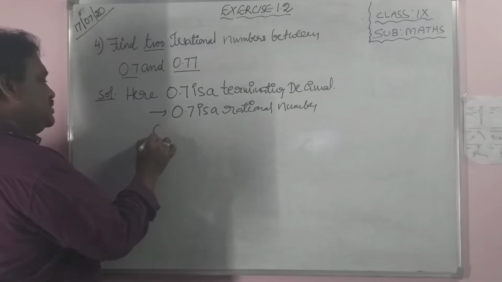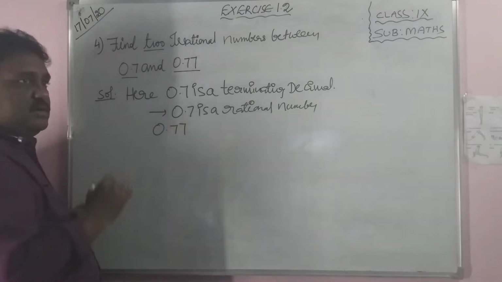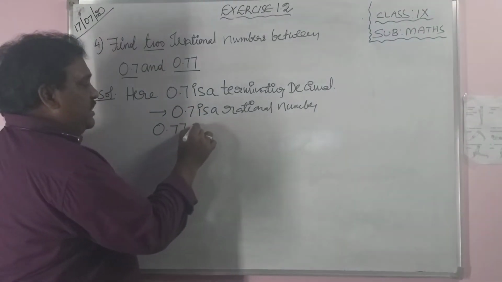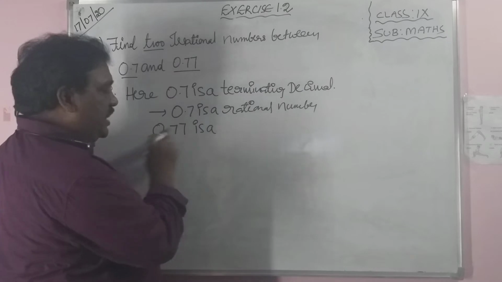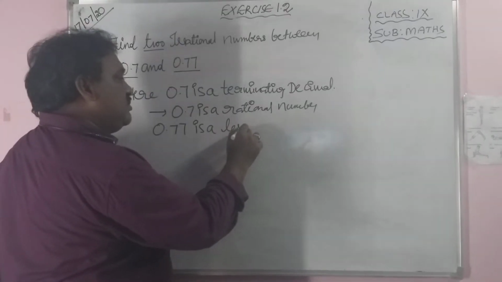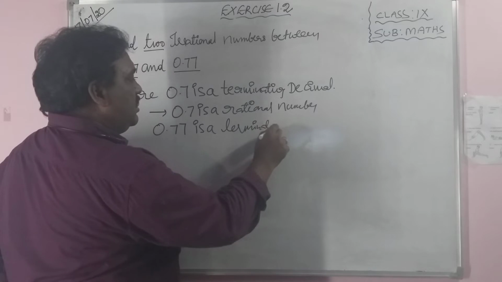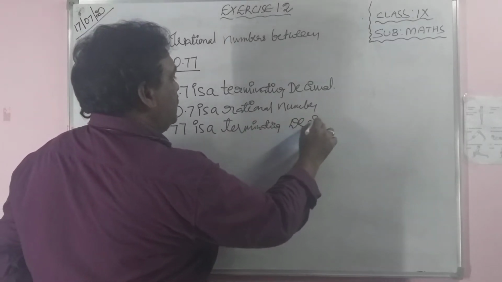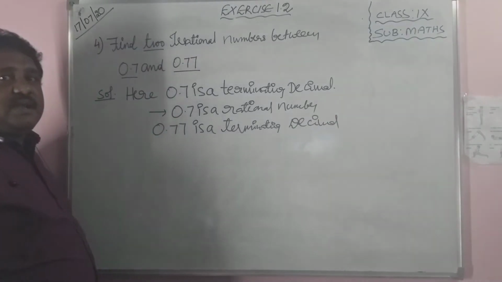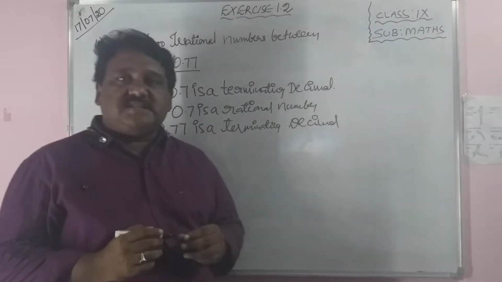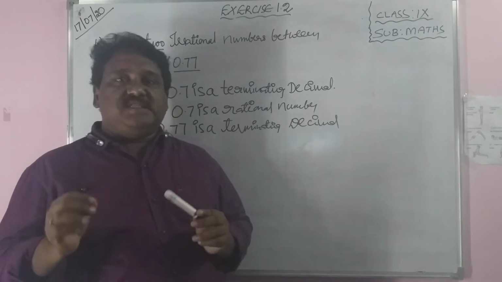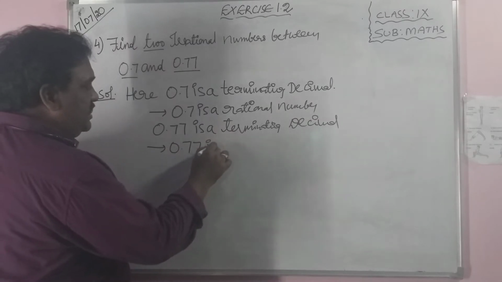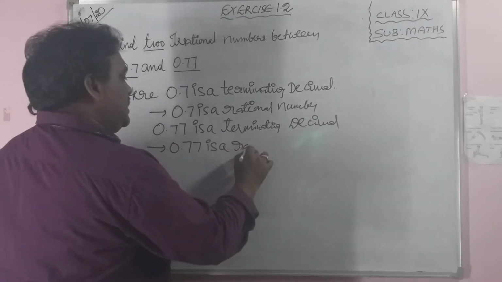Second one, 0.77. What is 0.77? It is a terminating decimal. 0.77 is a terminating decimal, which means again it is a rational number. Terminating decimal means rational number, so 0.77 is a rational number.